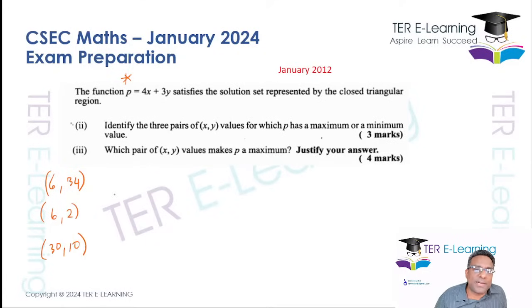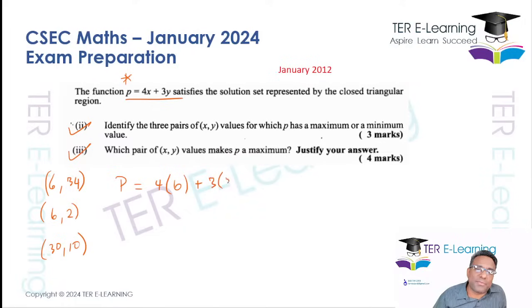Right, so these are the coordinates that we're looking at here. So that's part 2. They want three pairs of values that we can use. So all of those are possible. Next part, they want which pair makes P a maximum. So the formula is given by this here: 4x plus 3y. So you're going to say 4 by your x value, which is 6 plus 3y.